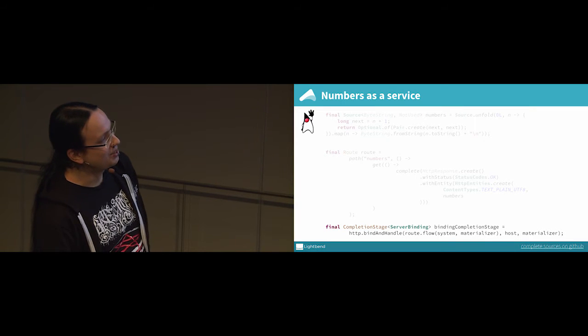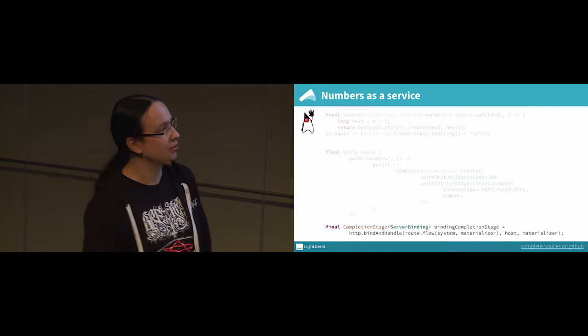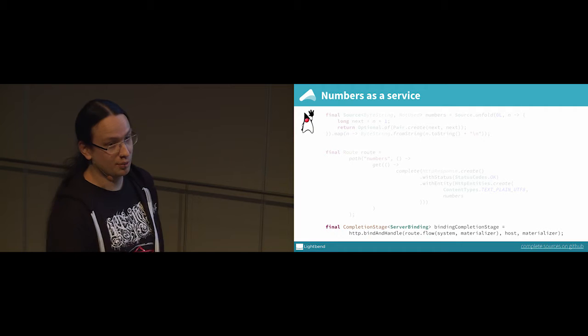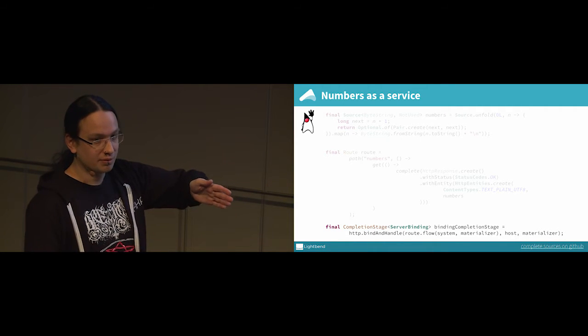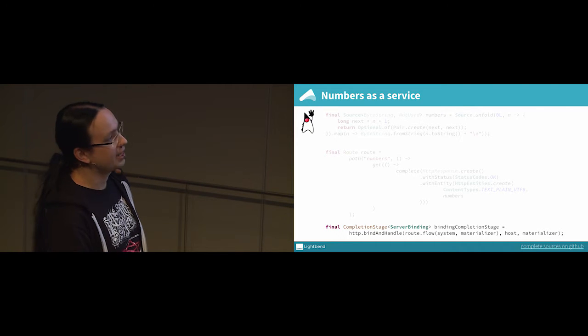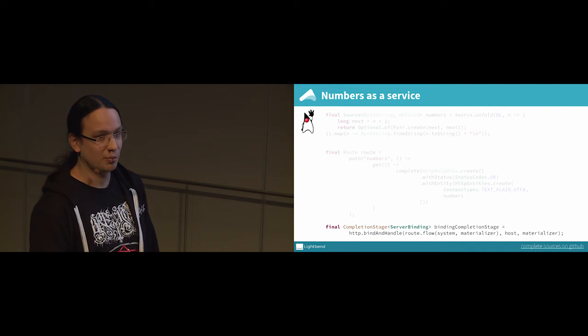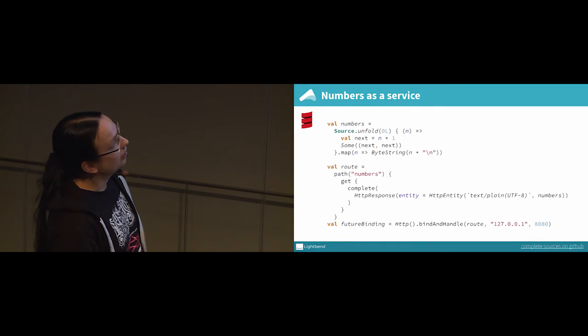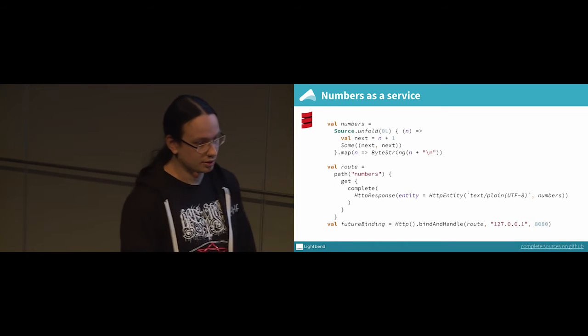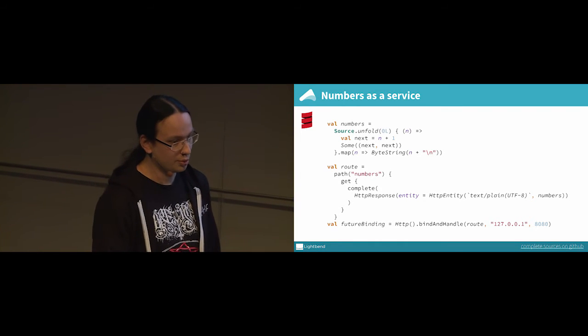And we bind it to some host and port. So this is, except for the boilerplate I showed you before, the entire server. It's like, I don't know, 50 lines of Java code to make an infinitely streaming Java HTTP endpoint. Really nice. This is how it looks in Scala. A little bit simpler, but not a big difference.